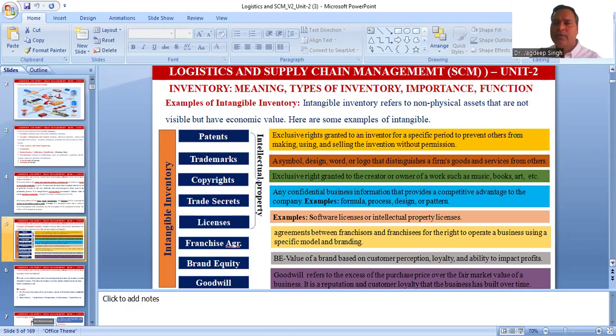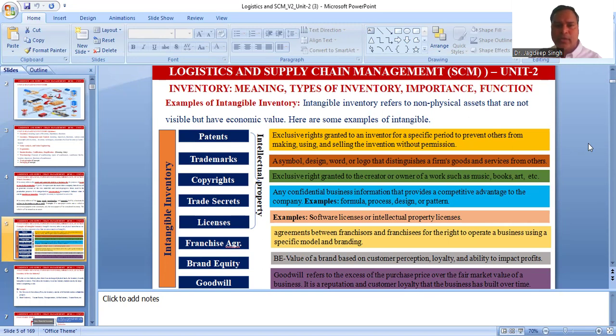Now, we need to understand what is intangible inventory. Intangible inventory refers to the non-physical assets that are not visible but have economic value. Here are some examples of intangible inventory. You could see here patents, trademarks, copyrights, trade secrets, licenses, franchise agreements, brand equity, and goodwill, right? So these are the examples of intangible inventory.